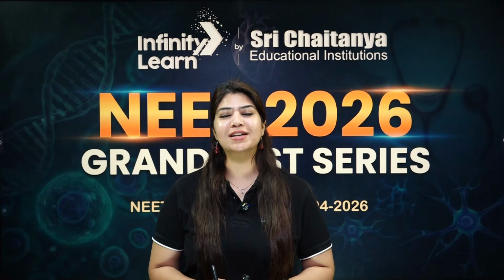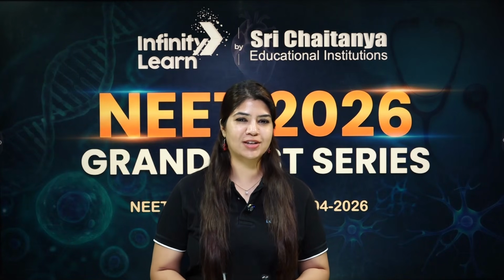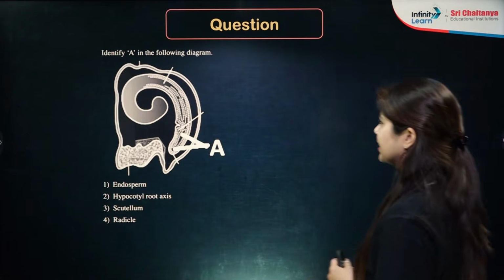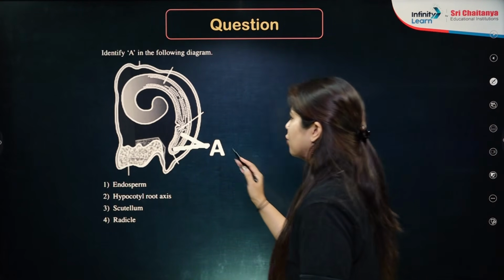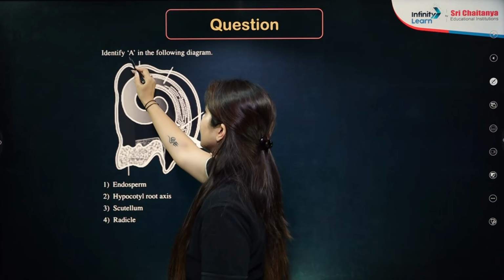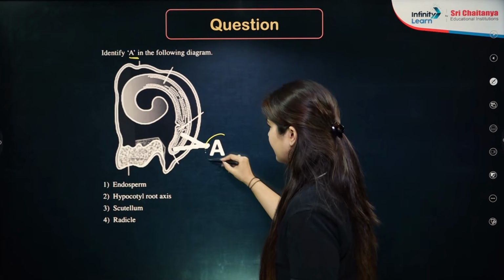Hello students, welcome to the botany portion. So now we are going to start with the botany portion. The very first question is a diagram based question. In this particular question, we have been given a diagram. Identify A in the following diagram. This is my A, which is written.